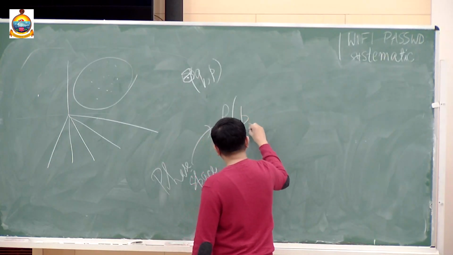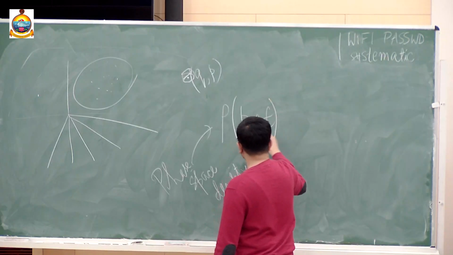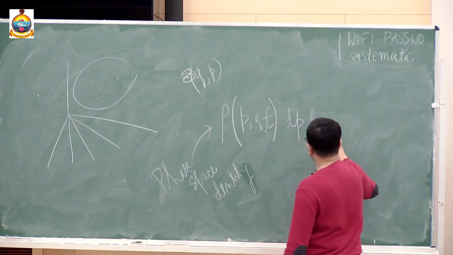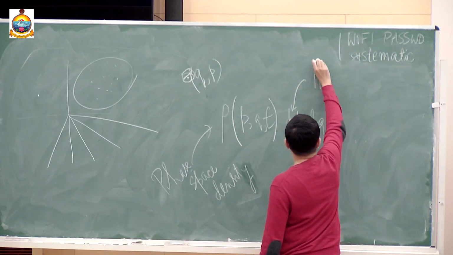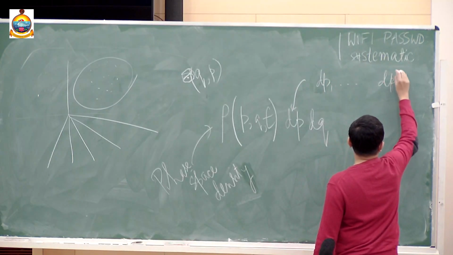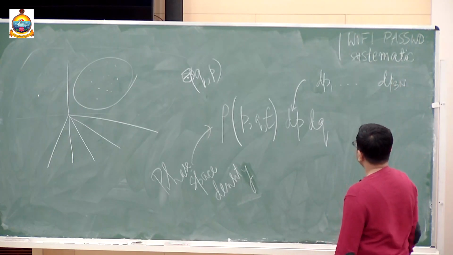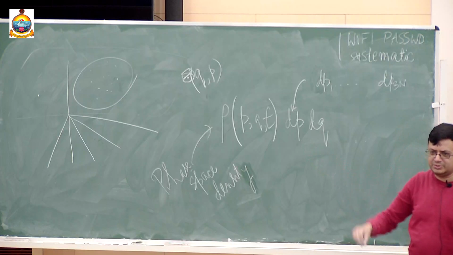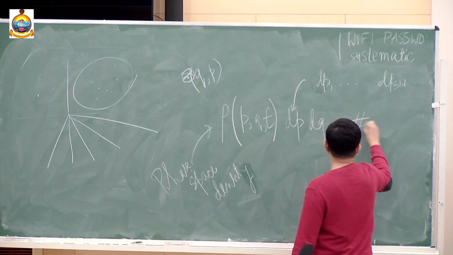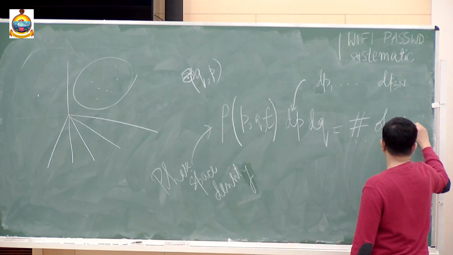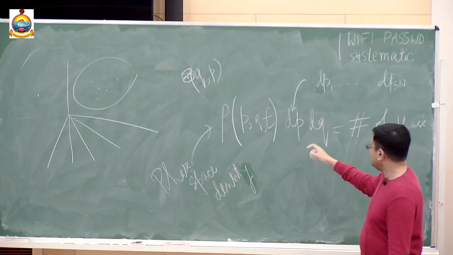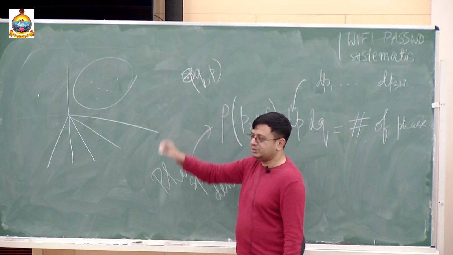So this rho is a function of where I am making the measurement. It is defined such that rho(p,q,t) dp dq, where by dp I mean dp1 up to dp3n, and similarly dq means dq1 up to dq3n, is by definition the number of phase space points contained in a volume dp dq around the point (p,q).